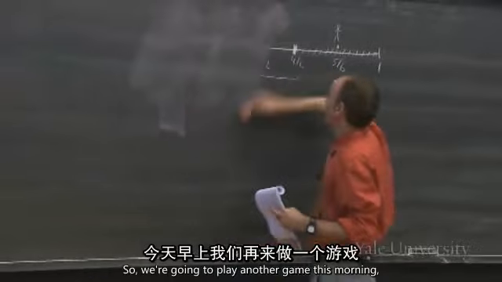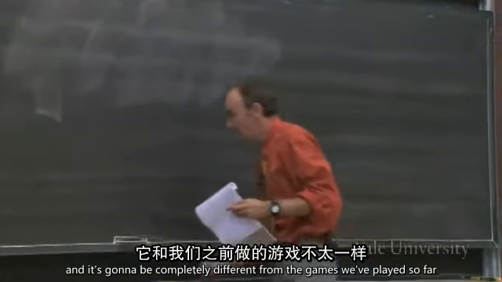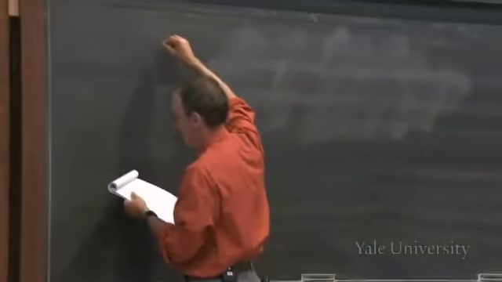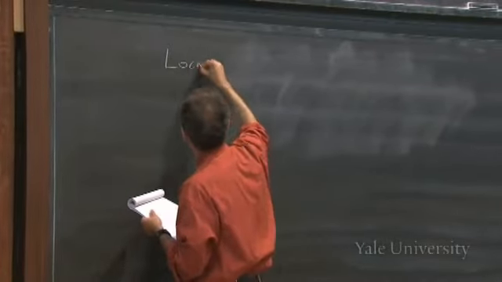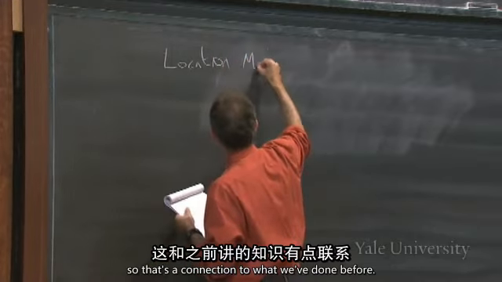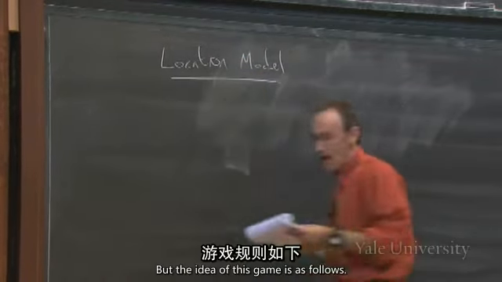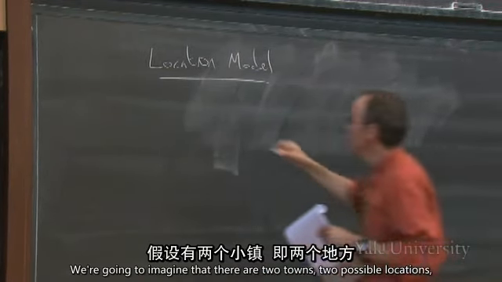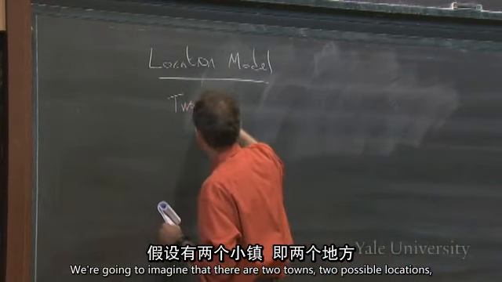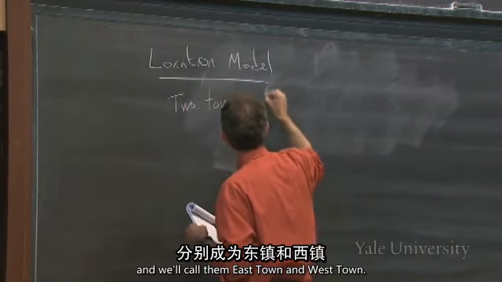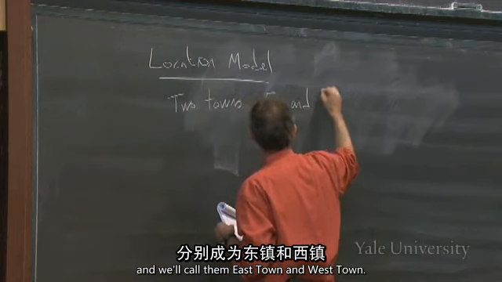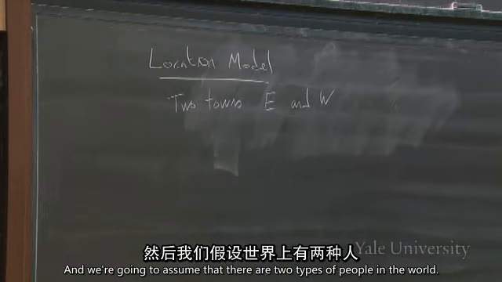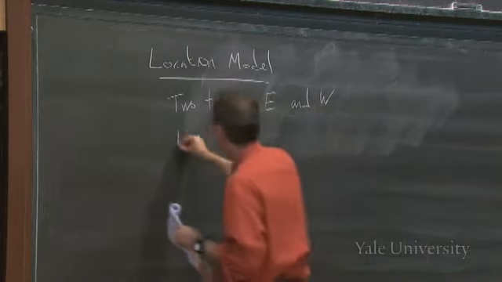So we're going to play another game this morning, and it's going to be completely different from the games we've played so far, but it's still going to have lessons in it. It's going to be another location model, so that's a connection to what we've done before. But the idea of this game is as follows. We're going to imagine that there are two towns, two possible locations, and we'll call them East Town and West Town.